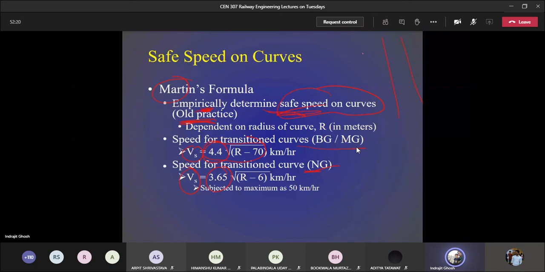So they prepare a test track, they ask the train to travel multiple times, saying do this, do that, press the brake, how much horizontal curve to provide, reduce this, increase this. After that they came up with these equations. Here also you see this is 70, this is 6, this is maximum for 50 km/h. So these empirically developed formulas we have been using for the estimation of safe speed on curves for Indian Railways.